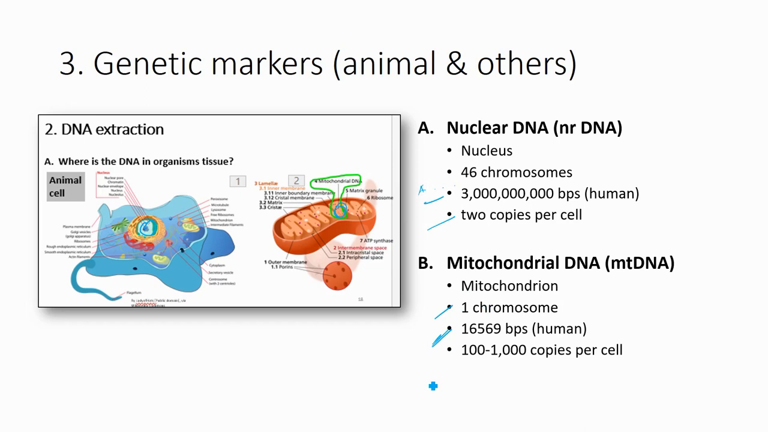For human mitochondrial DNA, the size is very small, and you have more than 100 copies per cell. So in one cell you have hundreds of copies of mitochondrial DNA, because in each cell you have more than one mitochondrion, right?